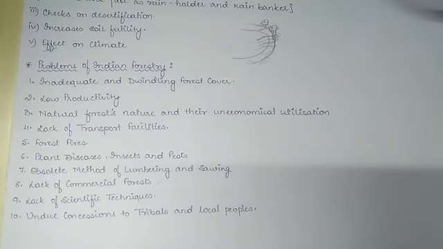Then the last point is undue concession to tribal and local people. So this is actually a customary problem. In it, the tribals and local people are given certain rights and concessions for free grazing and for using timber, fuels, etc., and minor forest products for their domestic purposes and also for commercial purposes. Some of the areas are also allowed to continue with old age shifting cultivation practices.